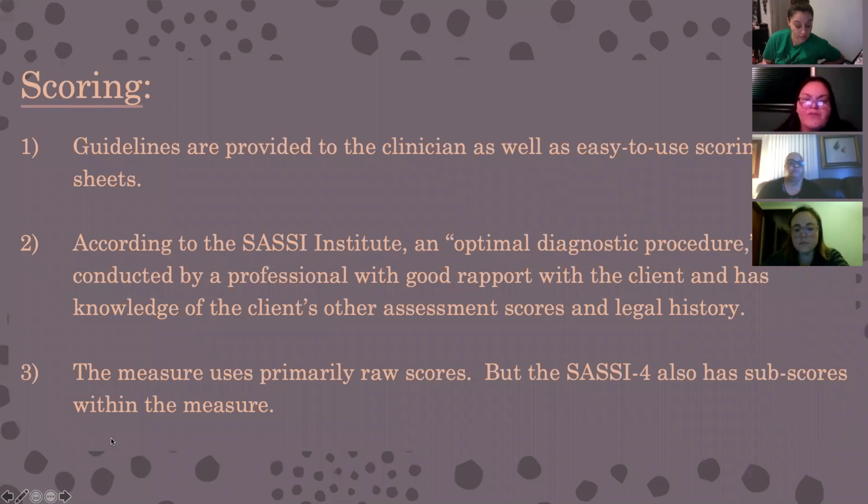As stated previously, scoring guidelines are provided to the clinician as well as easy-to-use scoring tool sheets. There are no professional qualifications required to score the measure. However, it is stated that the optimal diagnostic procedure is conducted by a professional who has already established a rapport with the client and has the background knowledge of other test reports or legal history.